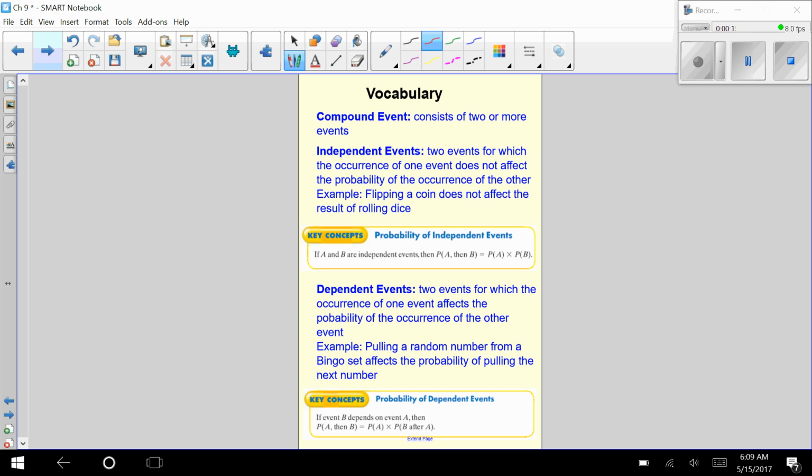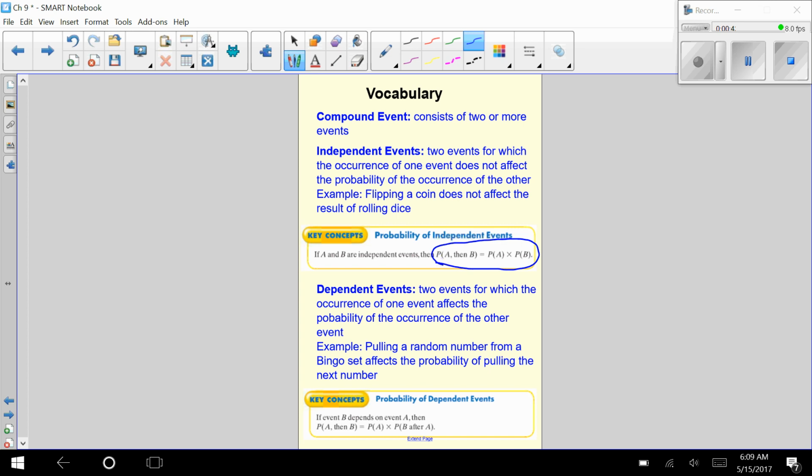Independent events are two events for which the occurrence of one event does not affect the probability of the occurrence of the other. They don't affect each other. For example, flipping a coin does not affect the result of rolling dice. So if two events are independent, then the probability of the first followed by the second is the probability of the first times the probability of the second.